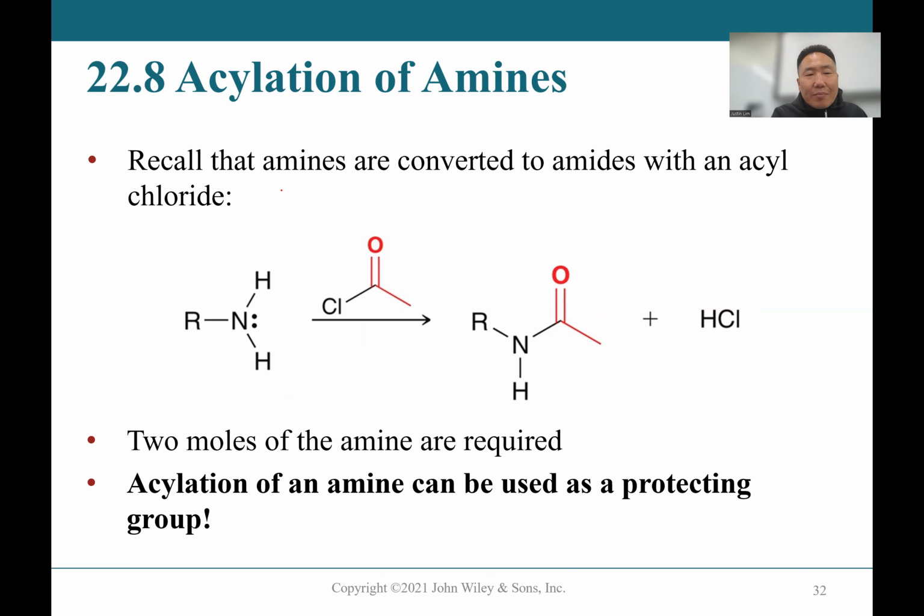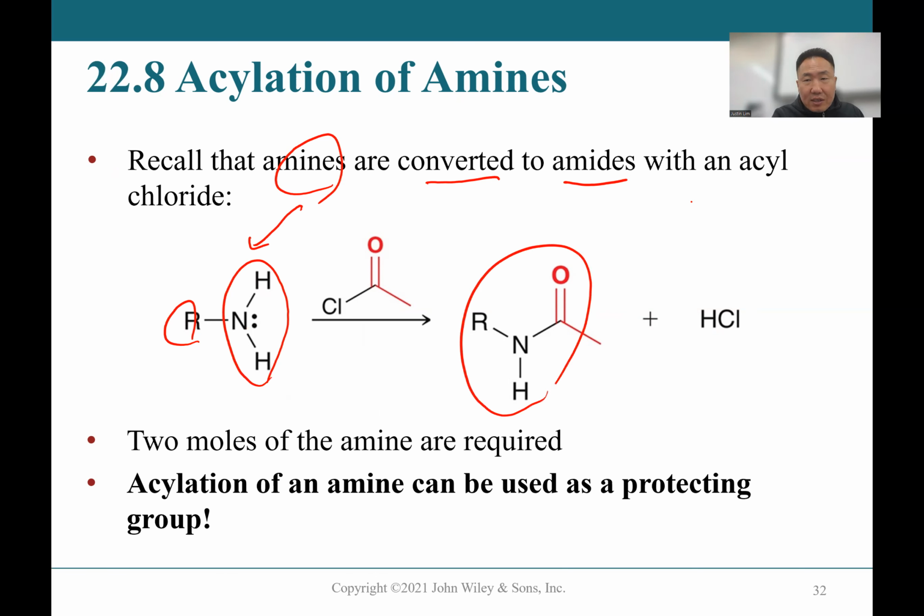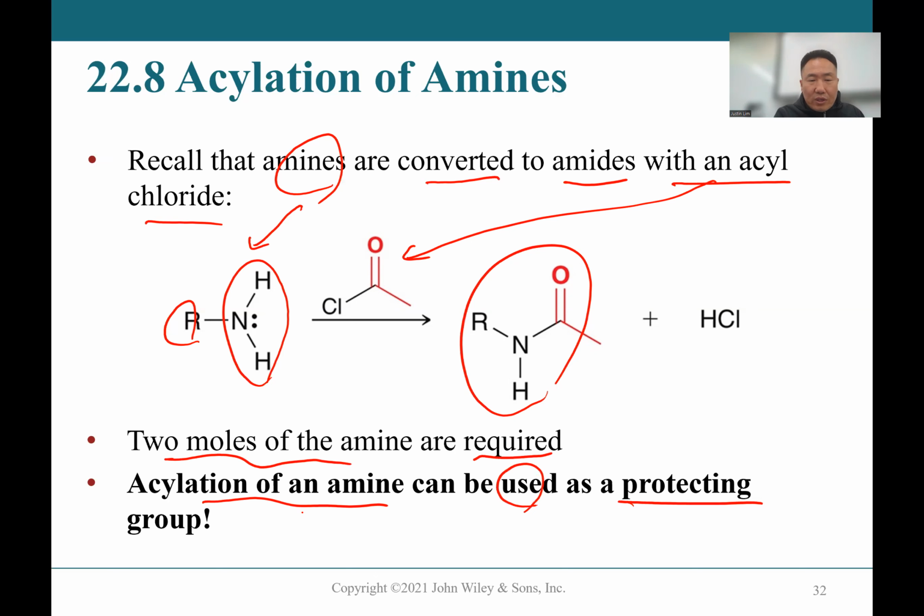So we can also convert amines to amides. An amine is converted to an amide with an acyl chloride. Two moles of amine are required. Acylation of the amine can be used as a protecting group.